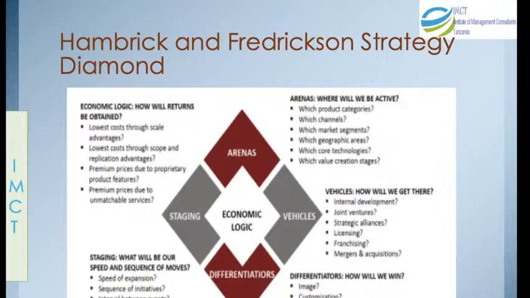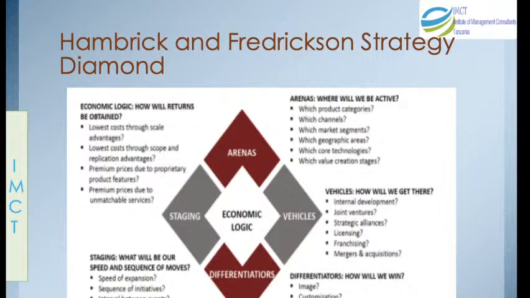Typically the model consists of 5 essential parts that together form a unified whole. Number 1, when you see on the top, is what we call arenas. Number 2 is vehicles. Number 3, differentiators. Number 4, staging. And number 5, which is the middle, is what we call economic logic. For each element, concrete and deliberate choices have to be made on what to do, and more importantly, what not to do. The choices made within one element should reinforce the choices made in the other 4 elements.